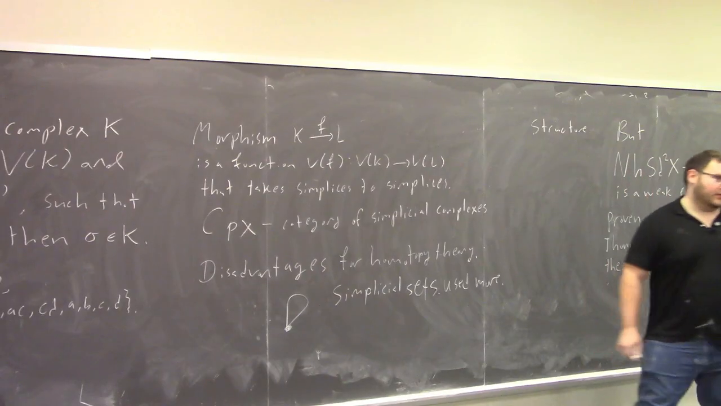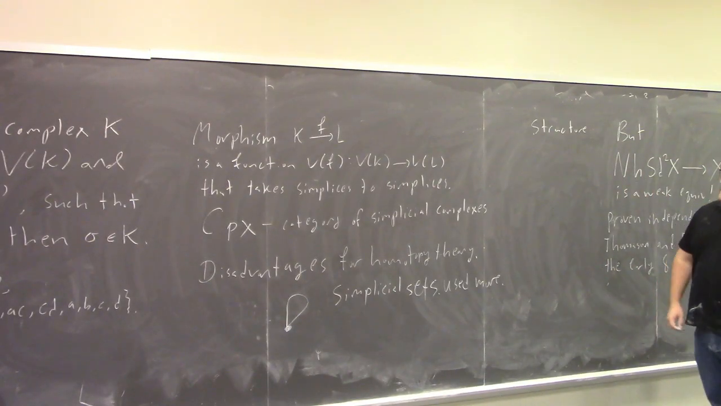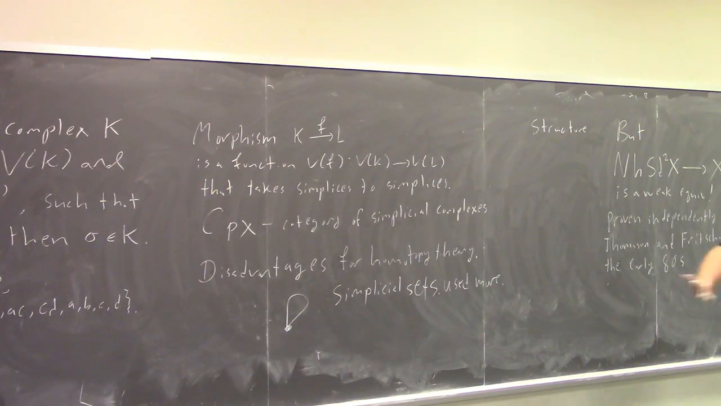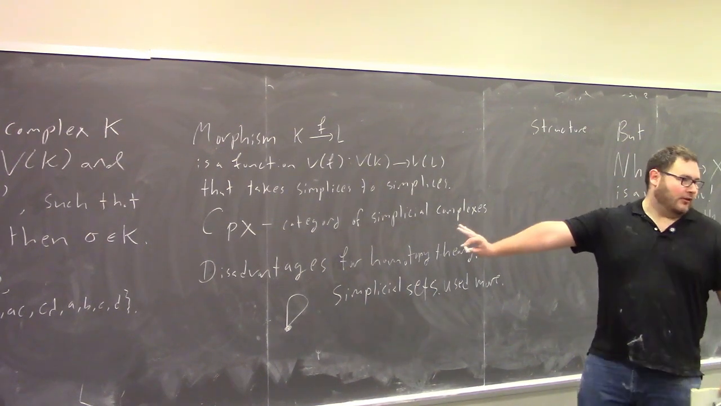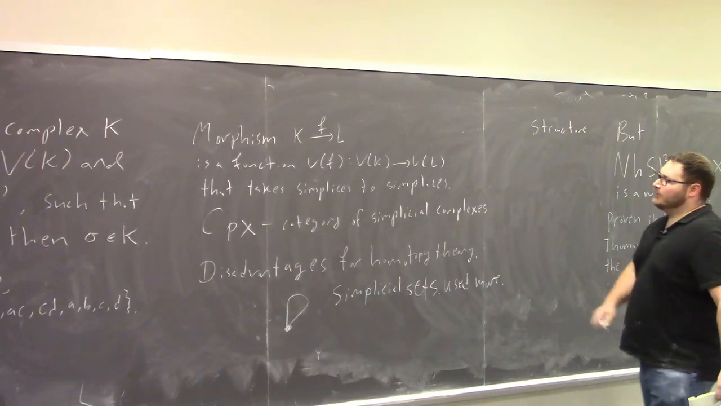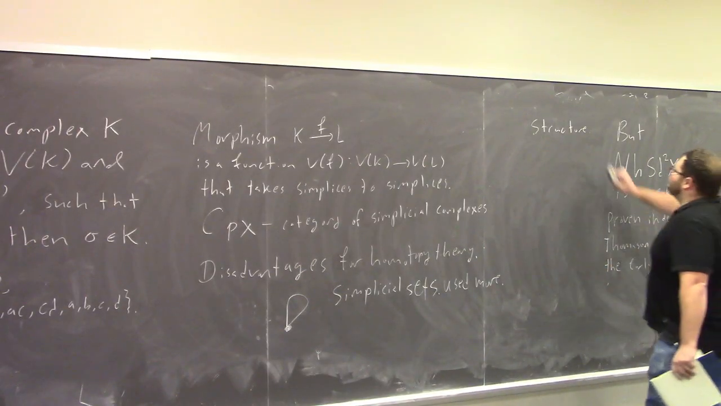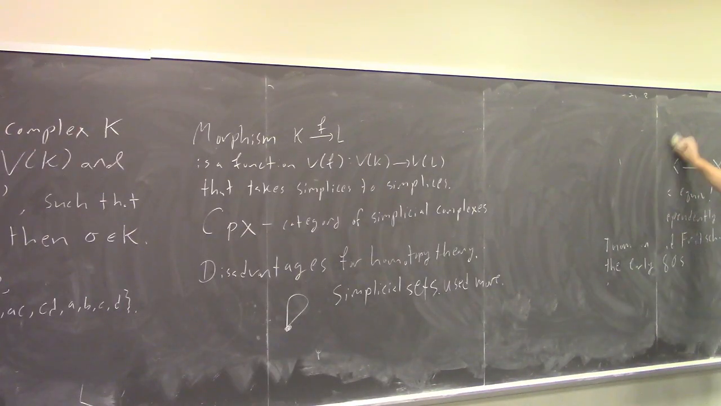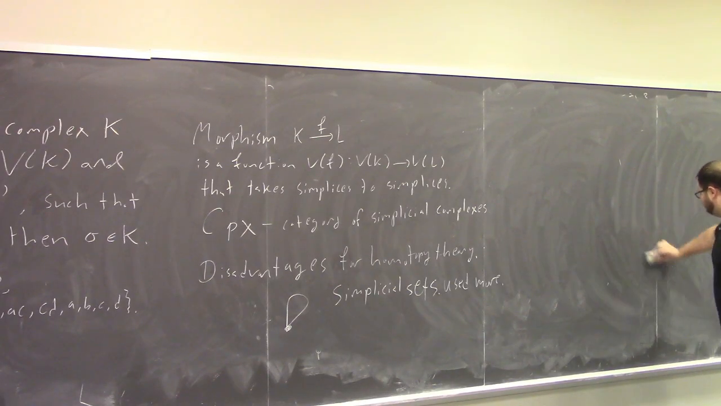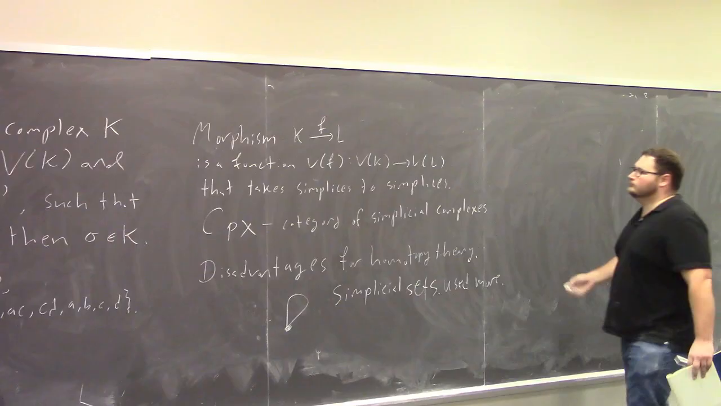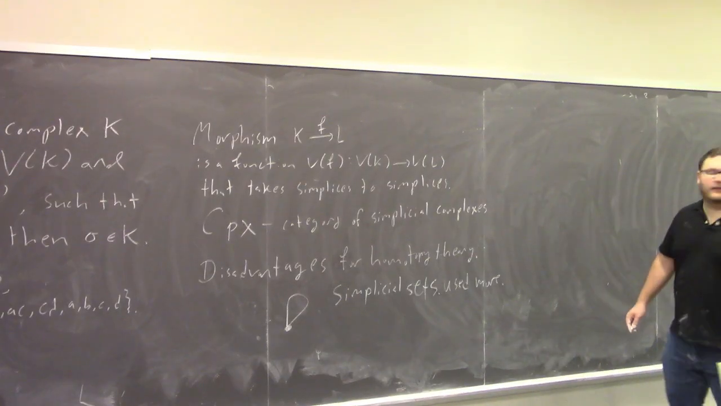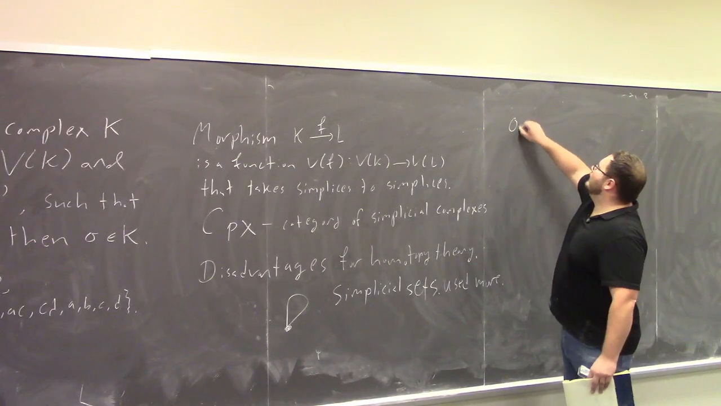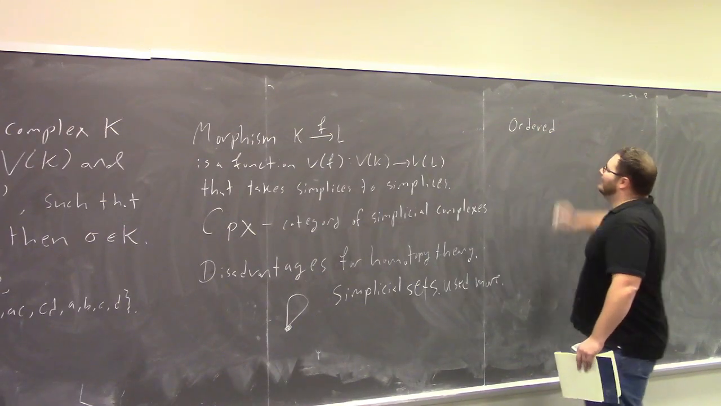So simplicial sets are used in homotopy theory. They're more convenient. Simplicial complexes have kind of fallen by the wayside in homotopy theory, but in combinatorics, they're used all the time. So much more popular in combinatorics, and they're far simpler than simplicial sets.